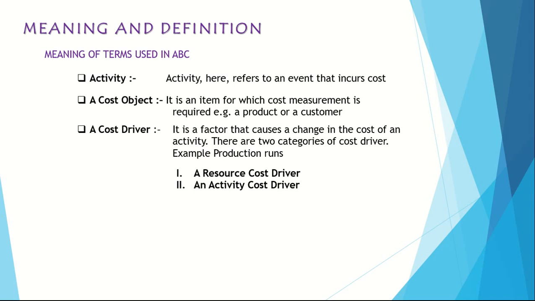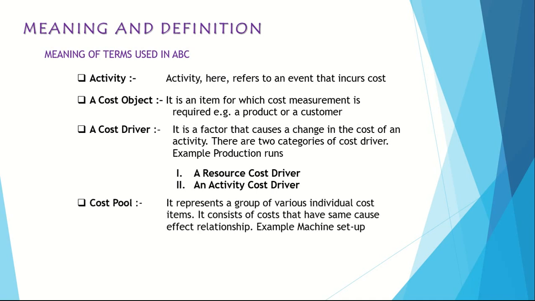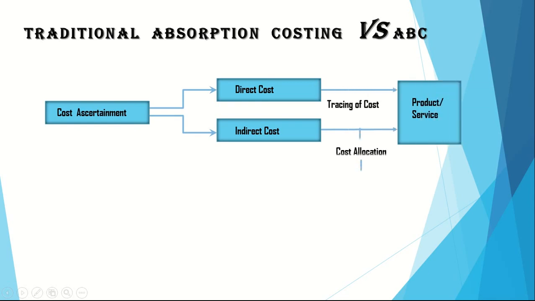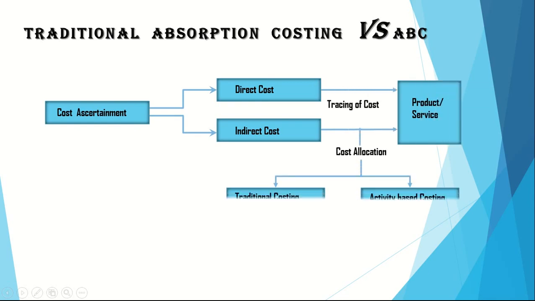4. Cost pool. It represents a group of various individual cost items. It consists of costs that have the same cause-effect relationship. Example: machine setup. A diagrammatic representation of traditional absorption costing versus activity-based costing is given below.